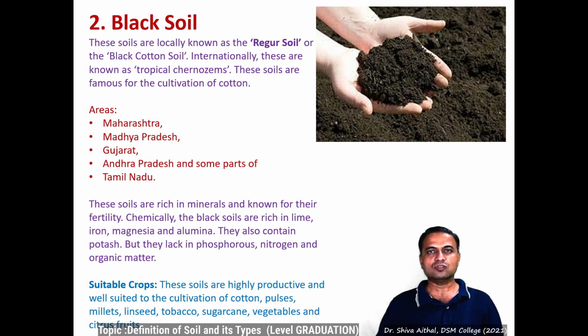Second is black cotton soil. We in Maharashtra and the Marathwada region, the black cotton soil, is also called regur soil. These soils are locally known as regur soil or black cotton soil. Internationally, these are known as tropical Chernozems. These soils are famous for cultivation of cotton. Therefore, they are called black cotton soil.